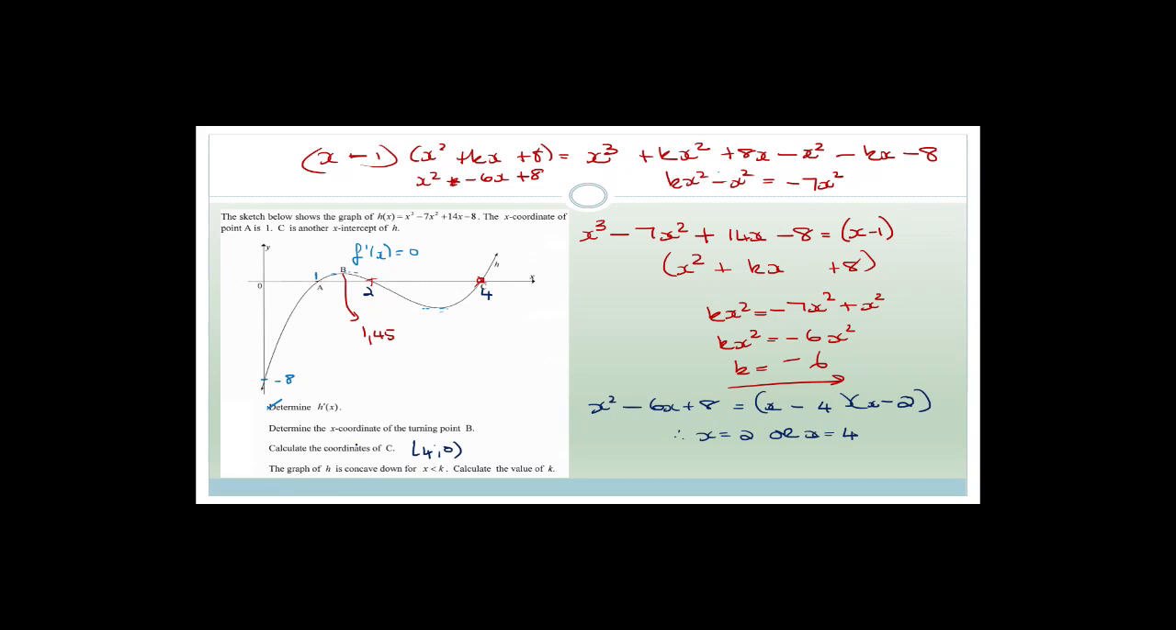Now it says the graph of h is concave down for x smaller than k. Calculate the value of k. So concave down means like this. This is concave down, and it says that it's smaller than that. Well, we want it concave down, so it's going to be for x equals 2, which is this x cut there. Yeah, x is equal to 2.